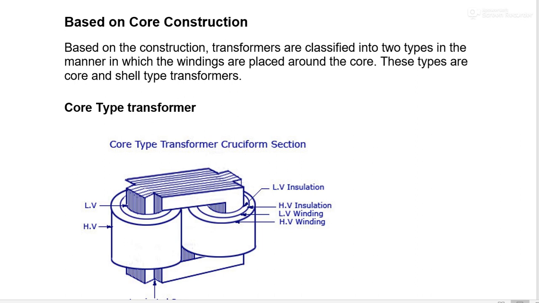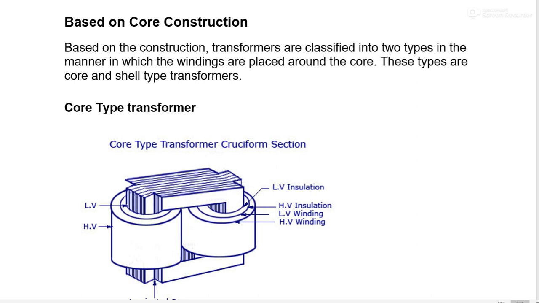The figure shown here is a core type transformer in which, on both sides of the core, that is on the limbs, on two legs of the transformer, the windings are wound in such a manner that low voltage insulation and high voltage insulation is provided between the low voltage winding and the high voltage winding. The features of this type of transformer are: the transformer is built of lamination of a rectangular frame.